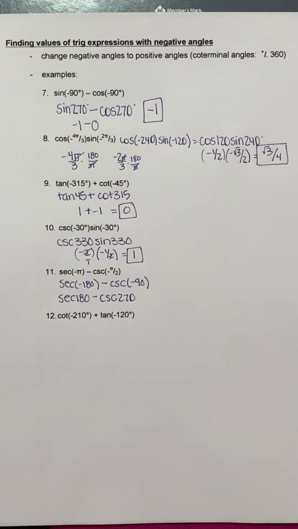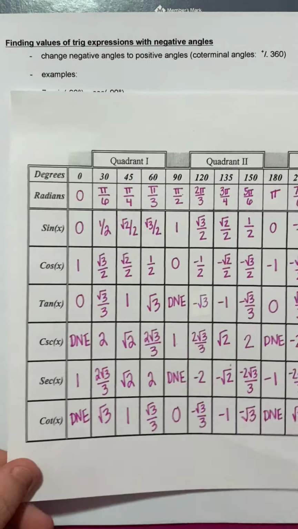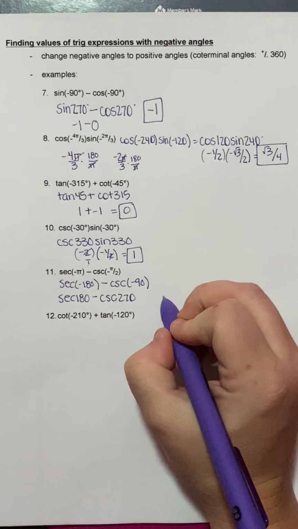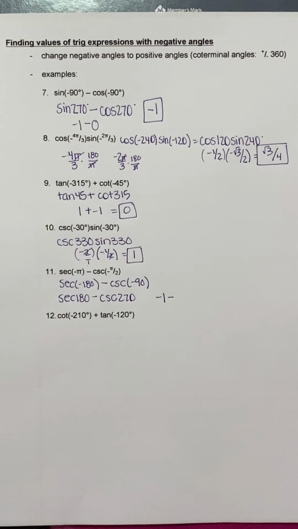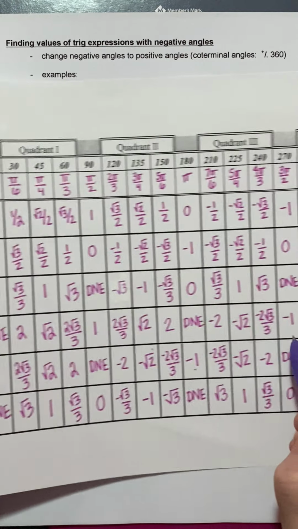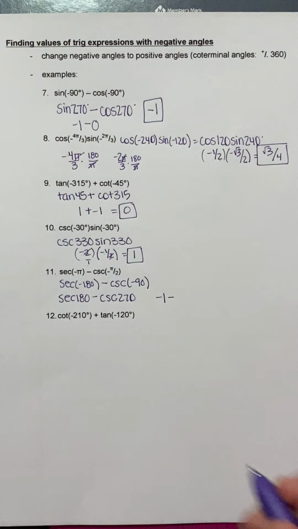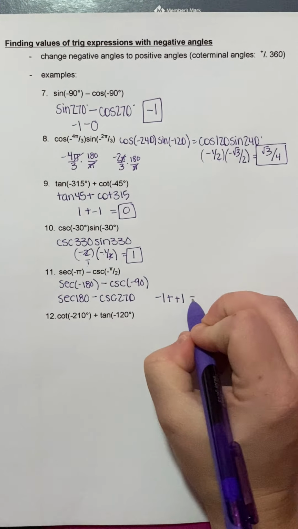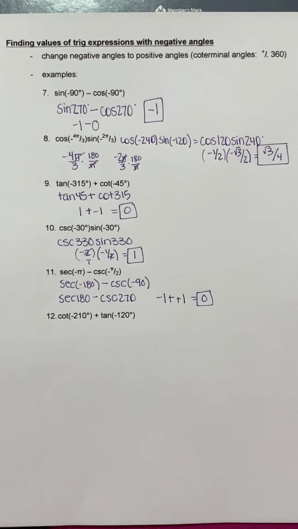Now I go to my chart in order to evaluate here. So here's secant. 180 is right here, and that gives me out negative 1. So we got negative 1 minus. Now I want cosecant of 270. Cosecant's right here, 270 way over here, which gives me out negative 1. So negative 1. Minus a negative gives me a positive. Negative 1 plus 1, answer here comes out to be 0.